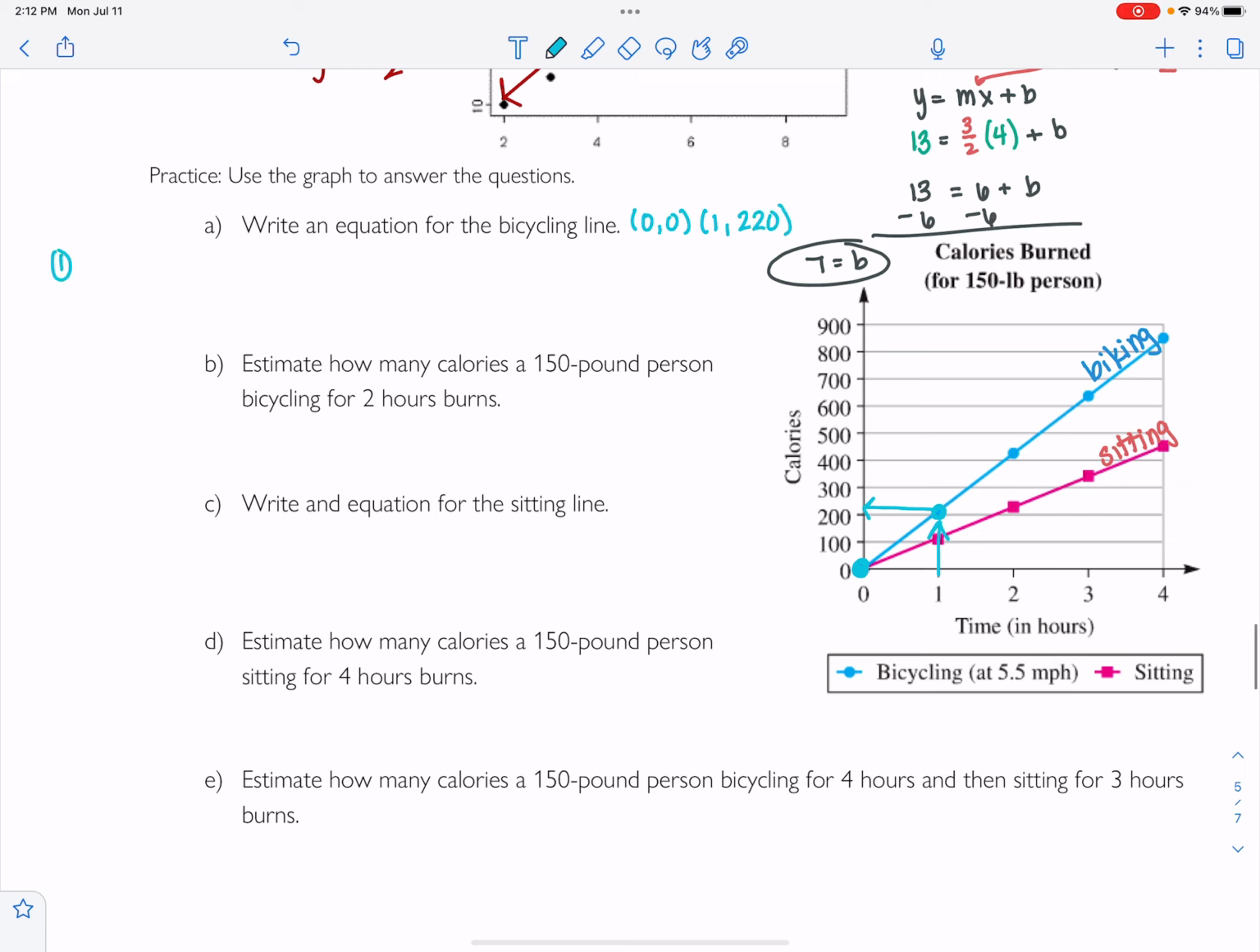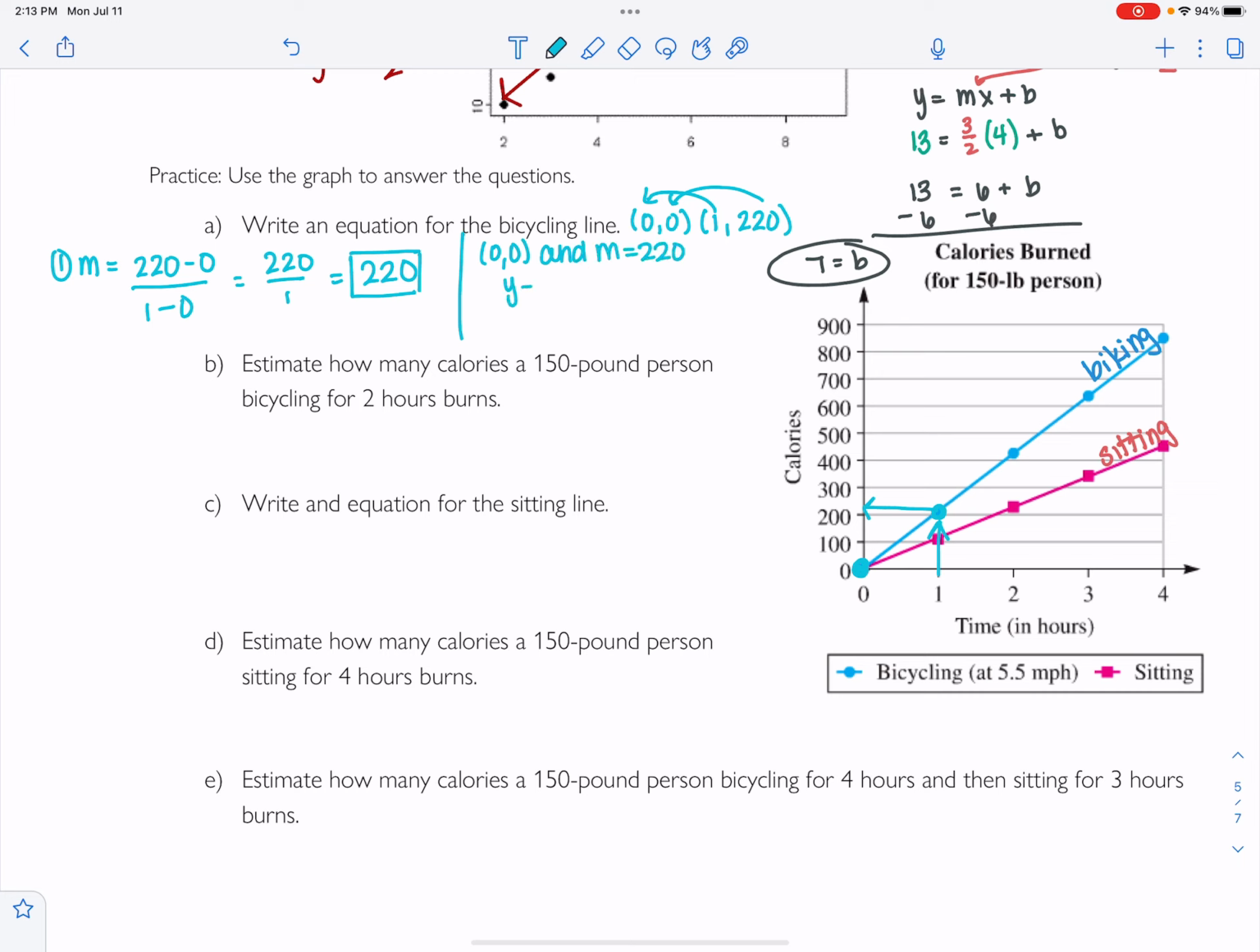First thing I'm going to do is find the slope, which is y2 minus y1, 220 minus 0, over x2 minus x1. And so my slope is going to be 220. Now I need to use that slope and the point to find b. So I'm just going to use the first point, 0, 0, and m is 220.